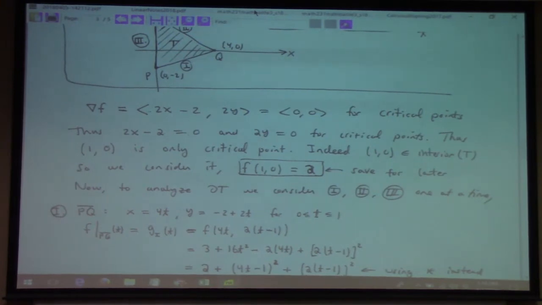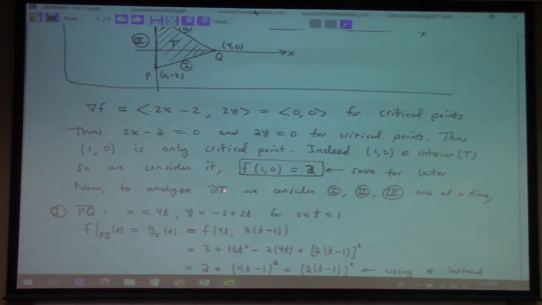What you want to do is first of all search the interior of the triangle for critical points, right? So look for where the gradient of the objective function is 0. In this case, we just get (1, 0) as the only critical point. The value of the function at (1, 0) is 2. Okay, so great. Save that for later.